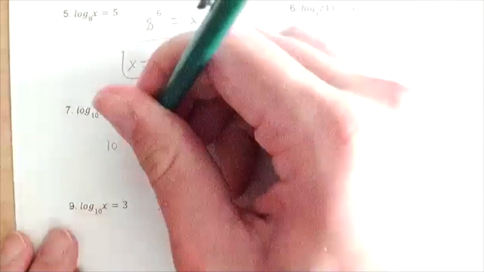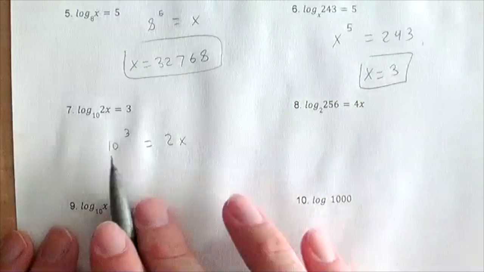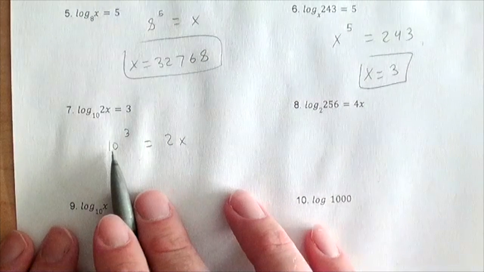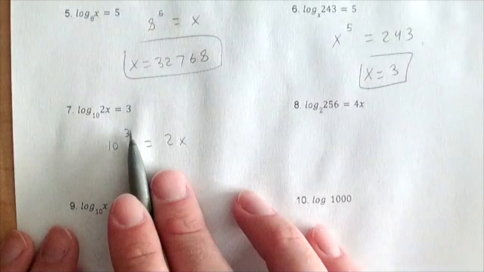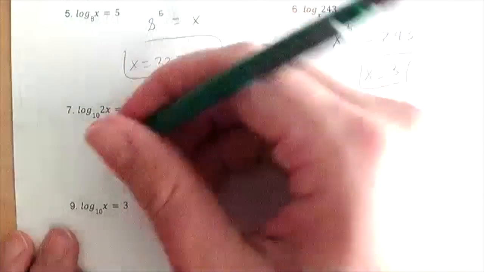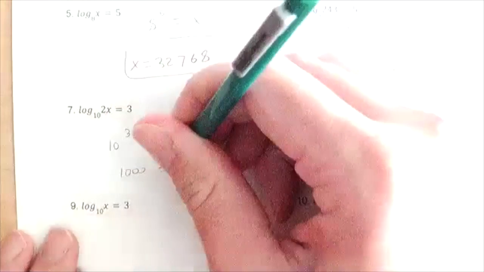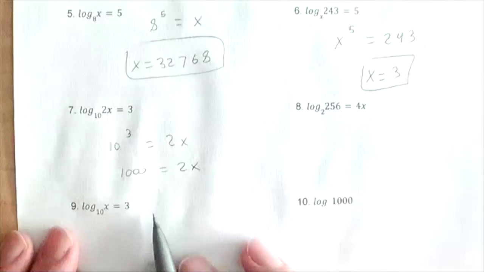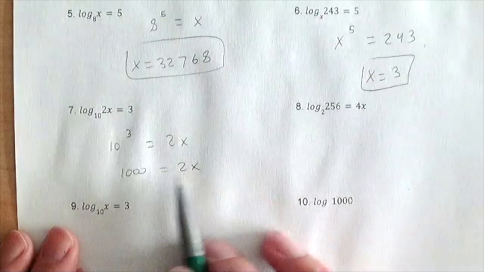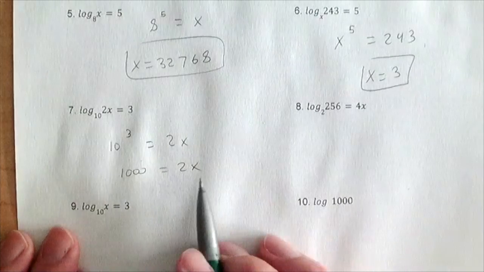So 10 to the third power equals 2x. 10 to the third is going to be 1,000, right? 10 times 10 times 10. This always tells you how many zeros there are, which is the shortcut. And this didn't add any complexity because we can just divide both sides by 2 now.